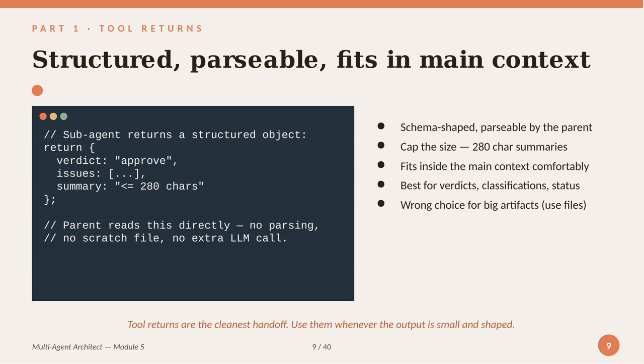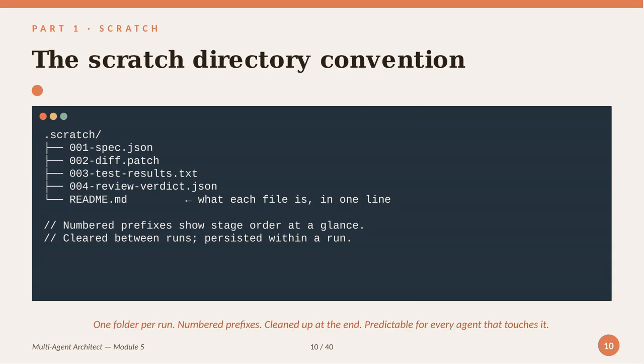What you get. Schema-shaped data the parent can act on in code. Comfortable size. The structured return fits in main context without bloating it. No extra LLM call to interpret what the subagent meant. Testable handoffs.